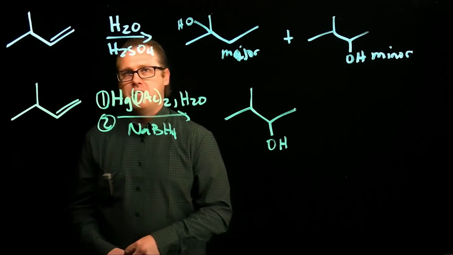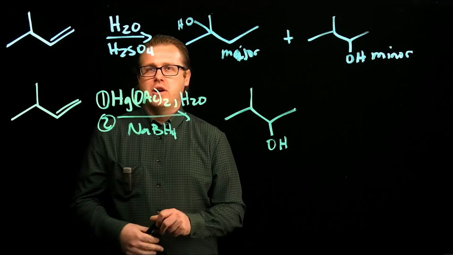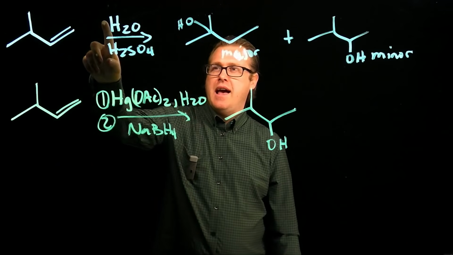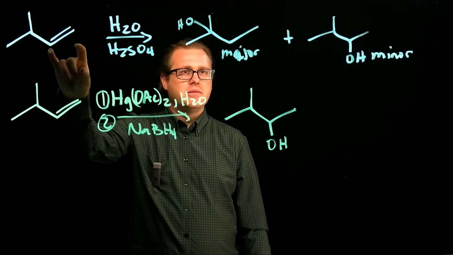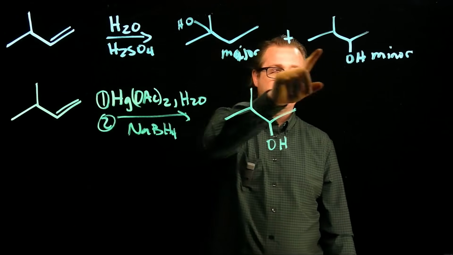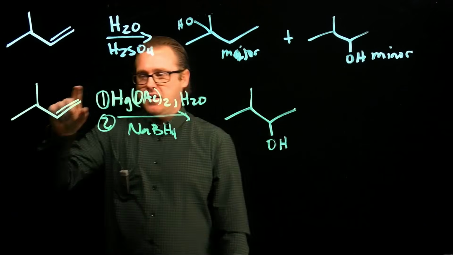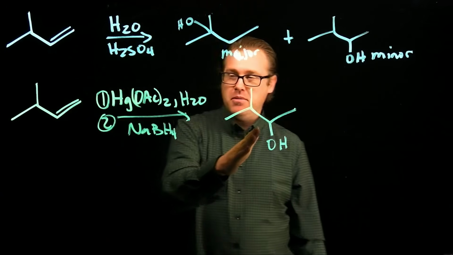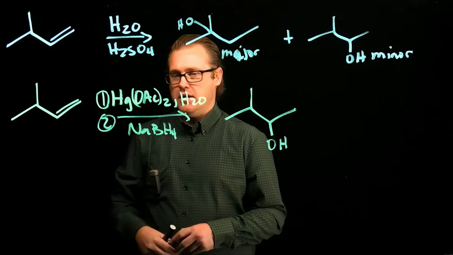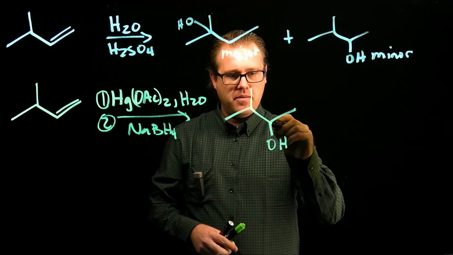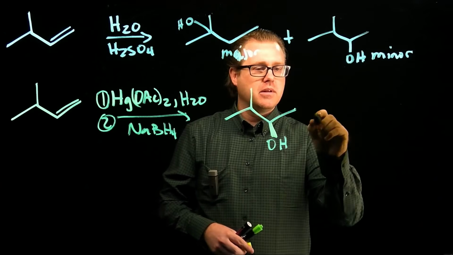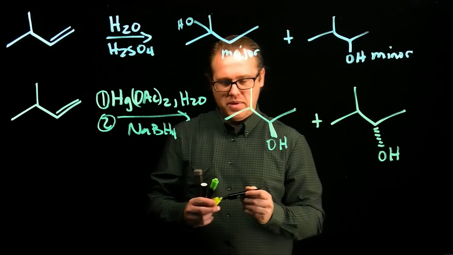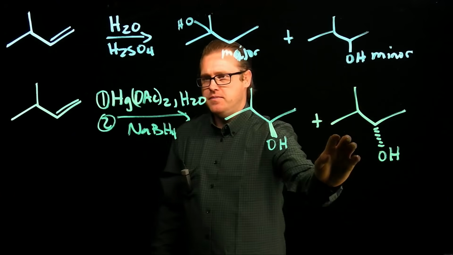So, a brief recap of what we've learned so far in regards to putting water across the double bond, or a hydration reaction. We have acid-catalyzed hydration, where we see that we get a mixture of products. Then we do the oxymercuration-demercuration reaction, in which we get one product. Now, we definitely can have the enantiomers. That will be at equal concentration.